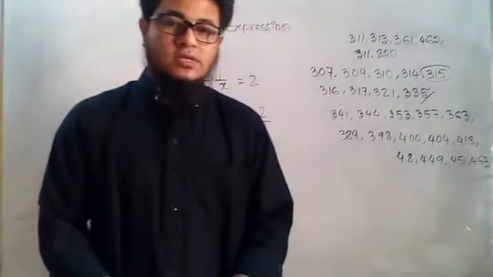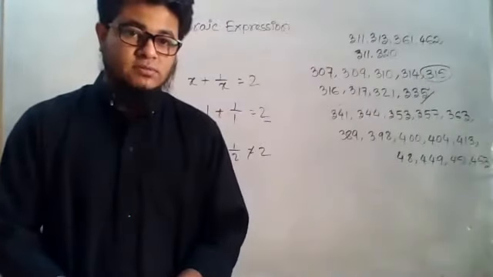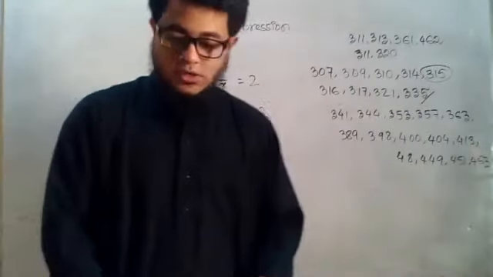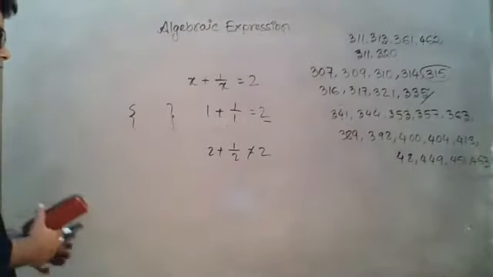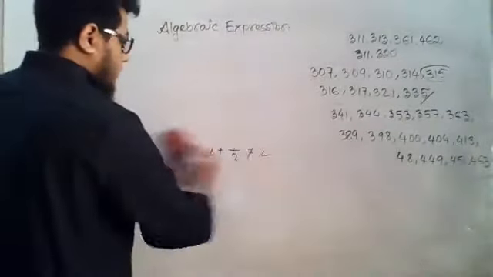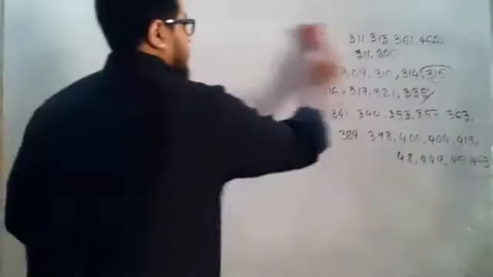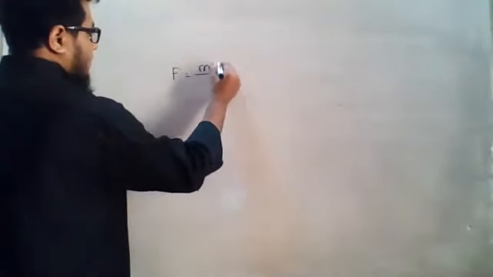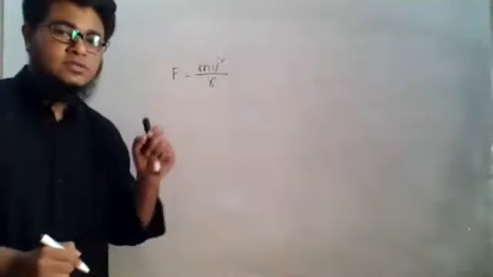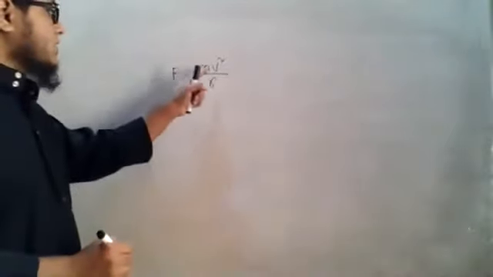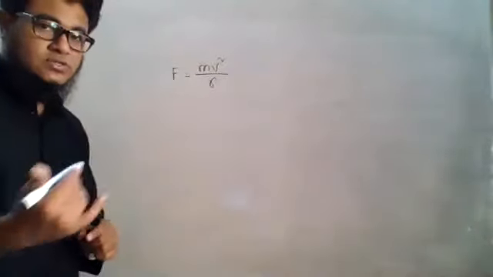Bismillahirrahmanirrahim. At the end of the last class, we discussed centripetal force and centrifugal force. If you remember, the equation we developed for centrifugal force at the end of the dynamics chapter was F equal to mv square by r. This was the equation to find the centrifugal force. M is the mass, V is the velocity, R is the radius of the path.